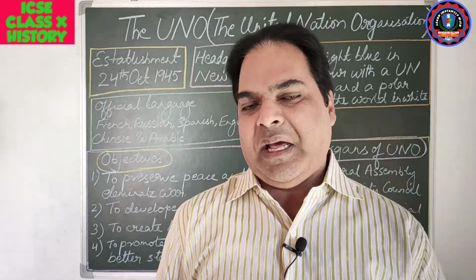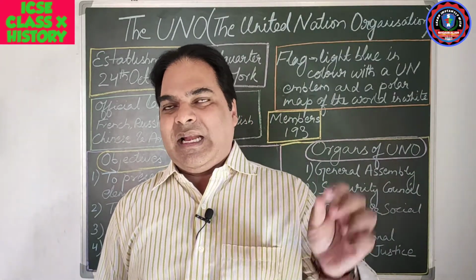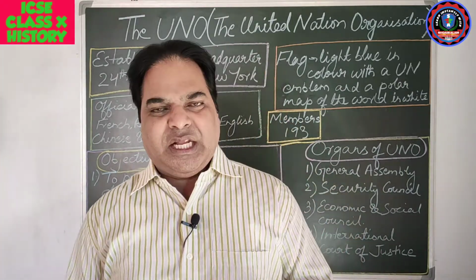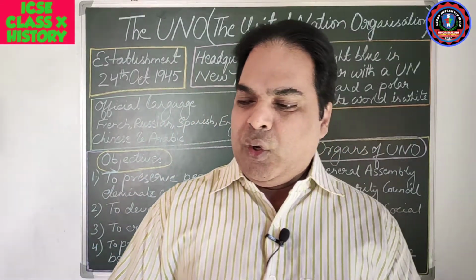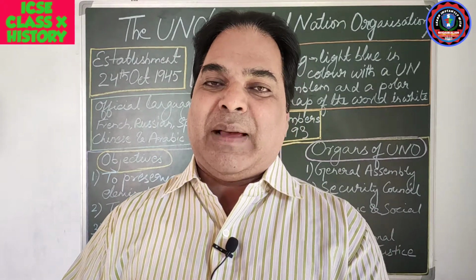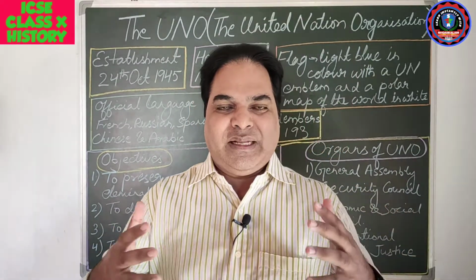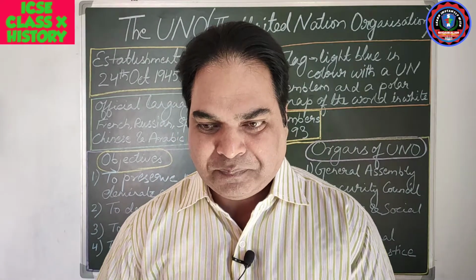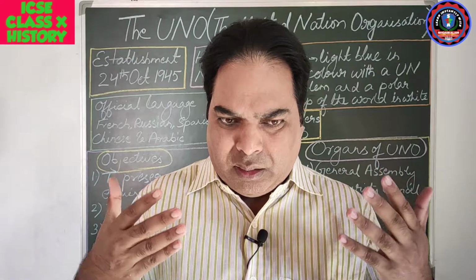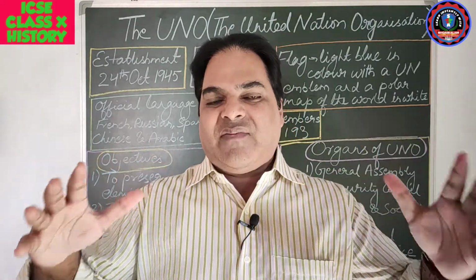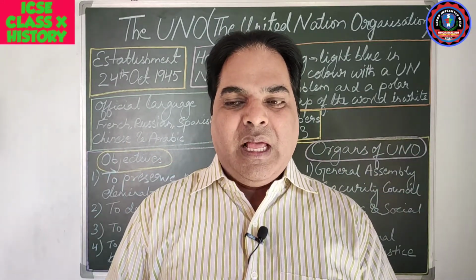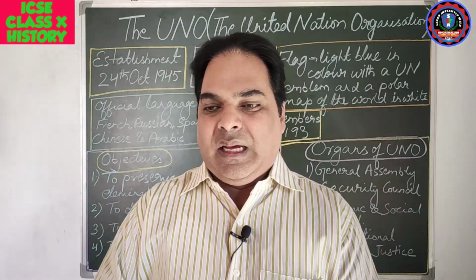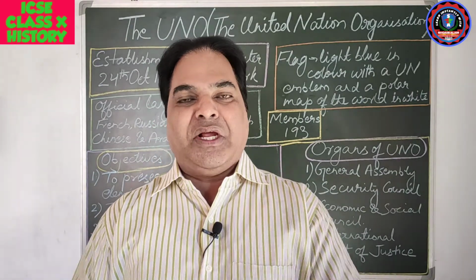So it started in 1941. After that, in 1943, the Conference of Foreign Ministers of Russia, China, England and America recognized that there is a necessity for the establishment of an international organization for the maintenance of peace and security. It was very important to discuss the formation of an international organization. So England, Russia, America and China drafted a proposal, and they met in the Dumbarton Oaks Conference in the year 1944.